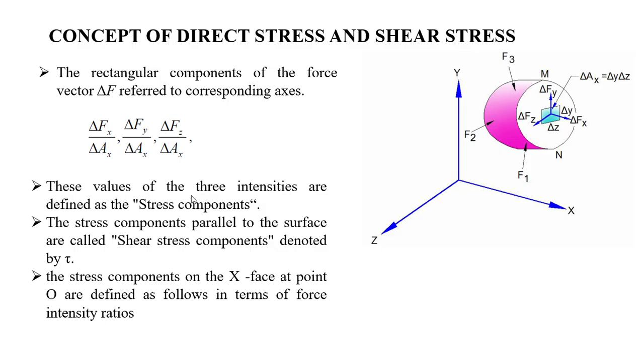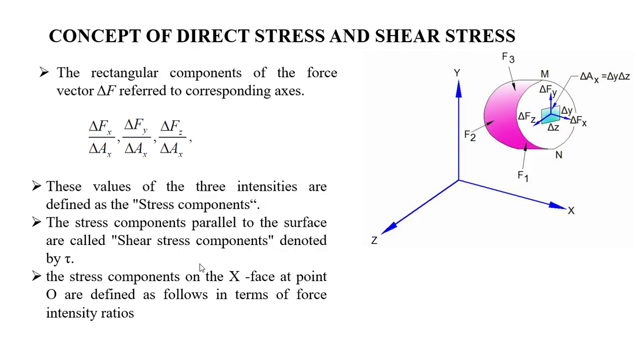These three intensities are defined as the stress components: sigma x, tau xy, and tau xz. You can see these three are the stress components, and the stress components parallel to the surface are called shear components, denoted by tau. The stress components on the x face at a point O are defined as follows in terms of the force intensity ratios.